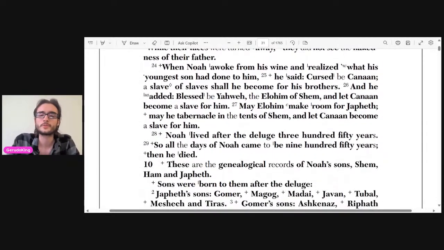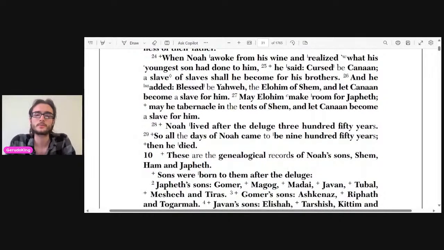When Noah awoke from his wine and realized what his youngest son had done to him, he said, Cursed be Canaan, a slave of slaves shall he become for his brothers. And he added, Blessed be Yahweh, the Elohim of Shem, and let Canaan become a slave for him. May Elohim make room for Japheth, may he tabernacle in the tents of Shem, and let Canaan become a slave for him.